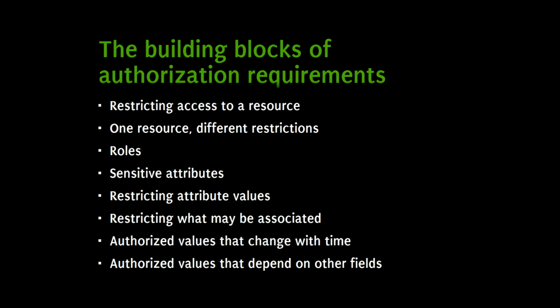Okay, so we took a look at these 8 things. We took a look at how we can restrict access to a resource. We have seen what can be done if there's just one resource, but there are different contexts, how I want to work with that. We took a look at roles and sensitive attributes. We talked about restricting values so that only some values are allowed. The same thing for associations, and the last thing was authorizing values that depend on other fields.